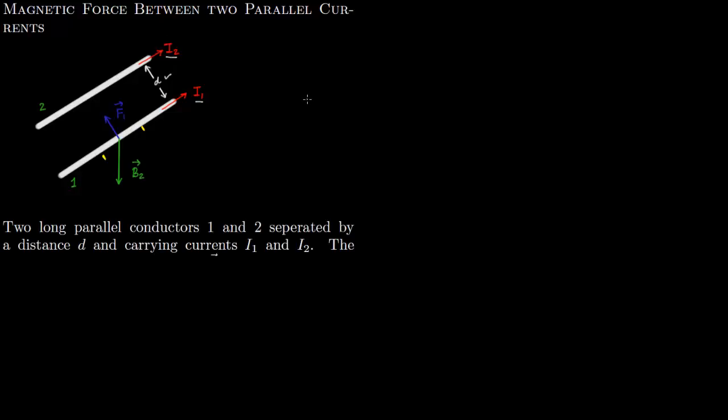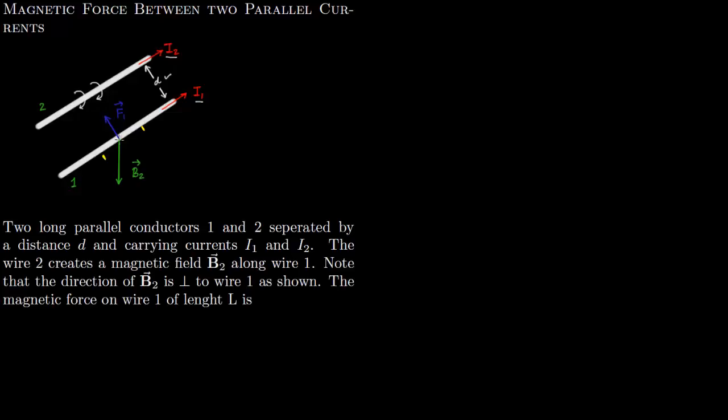Wire 2 will create a magnetic field, and you can find out this magnetic field by the right hand rule for magnetic field, and you will see that the field goes around like this along the wire. So at a distance d, this field B2 is acting downwards, as you can see the direction on wire 1. In particular, it is perpendicular to wire 1. So wire 2 creates a magnetic field B2, and this B2 is perpendicular to wire 1.